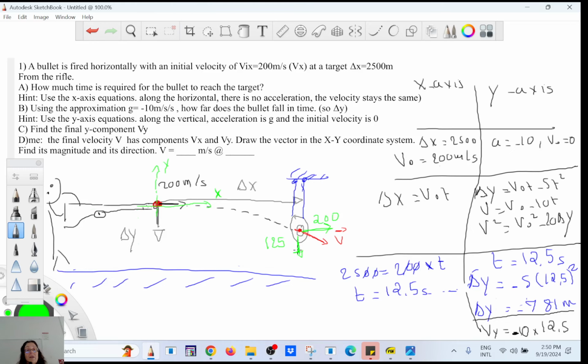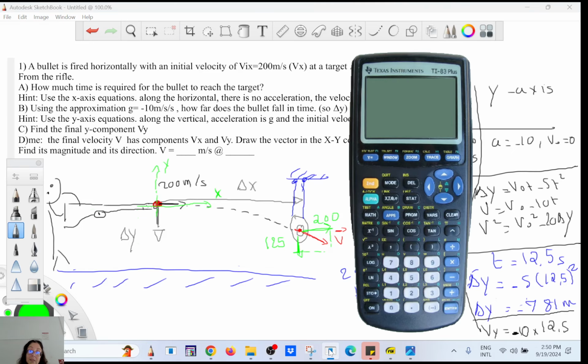So 125, that will be the y component. Along the y, the velocity is going to increase. Along the x, it's going to stay the same. So the velocity has two components. But now I want the magnitude. How do we find the magnitude?